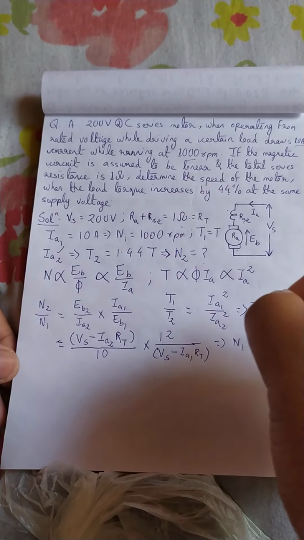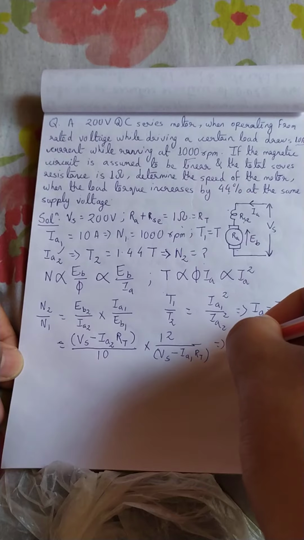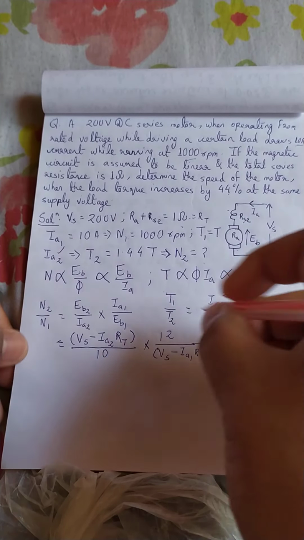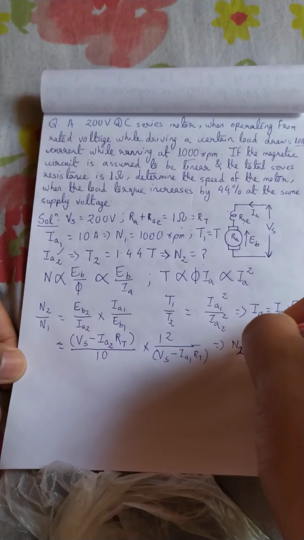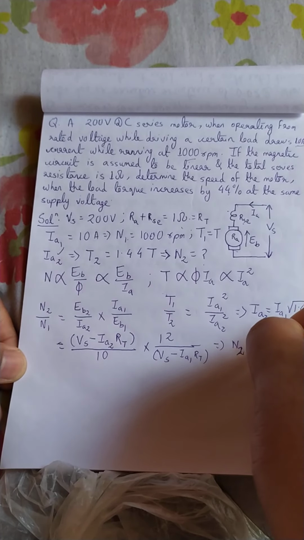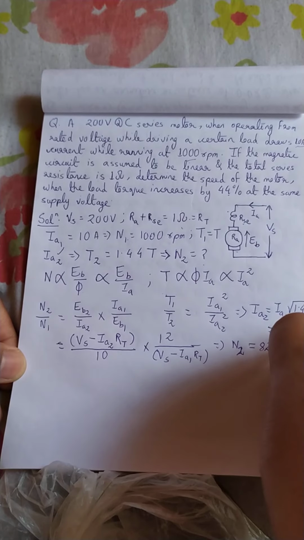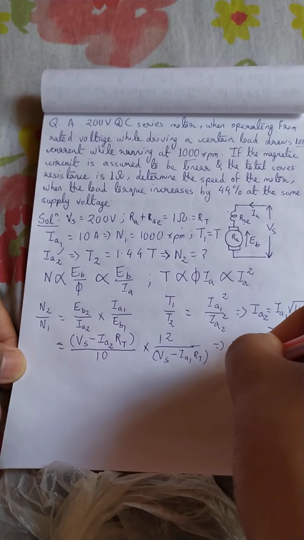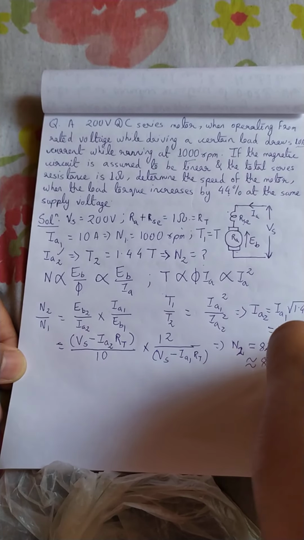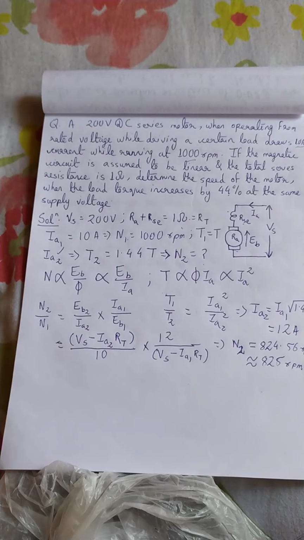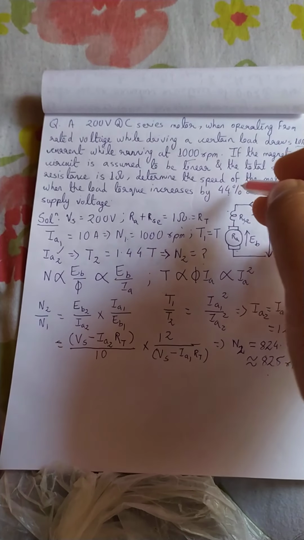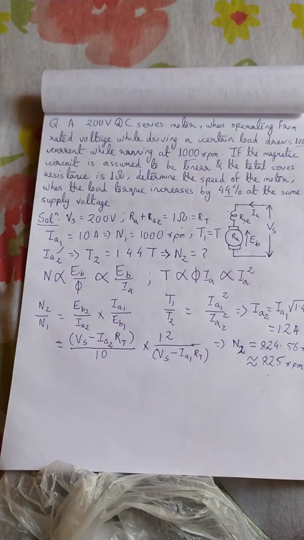We are putting all the values and then finding out the value of N1. If we know the value of N1, we have to find out the value of N2. If we put in all the values and simplify, we get N2 as 824.56 RPM, that is approximately equal to 825 RPM. So this is what would be the value of the speed when the torque increases by 44%. This is how basically we are going to solve it. Now let us go to the next problem.